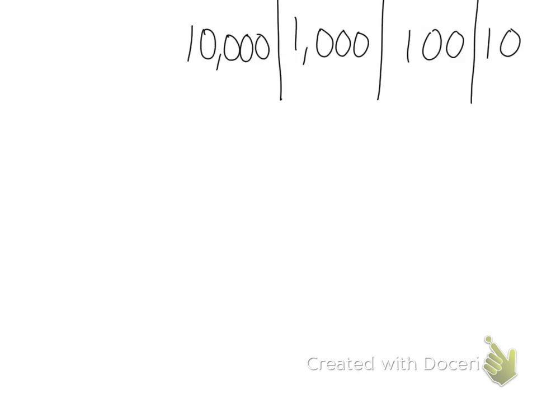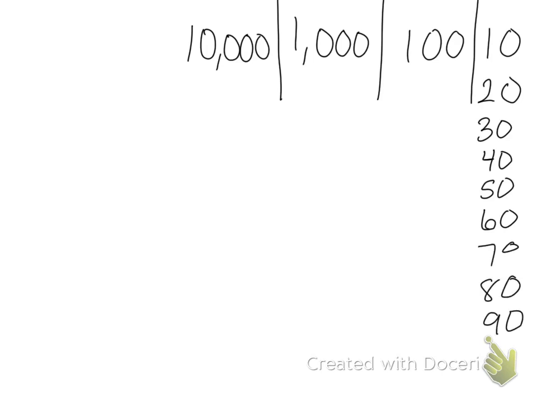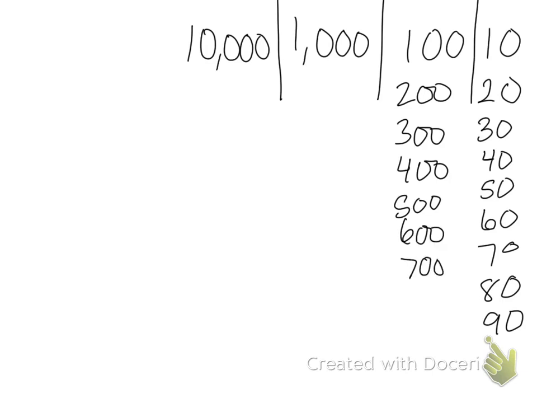Okay, so we're going to say the multiples of 10 to 100, and I'll count them on the board. Okay, so we have 10, 20, 30, 40, 50, 60, 70, 80, 90, and then we go to 100. So let's say the multiples of 100, so we have 100, 200, 300, 400, 500, 600, 700, 800, 900.